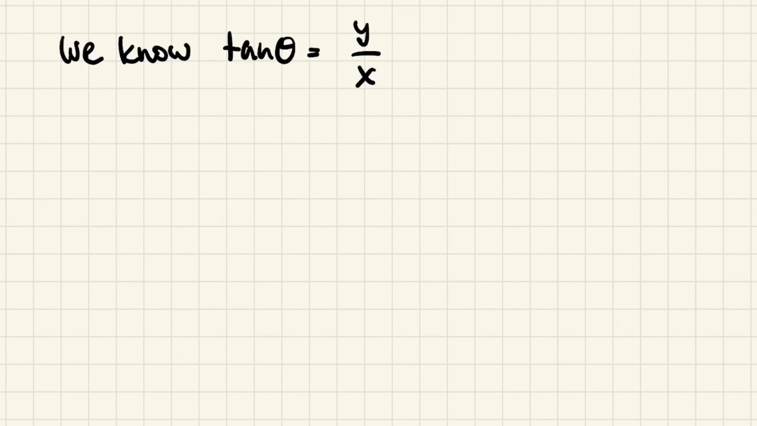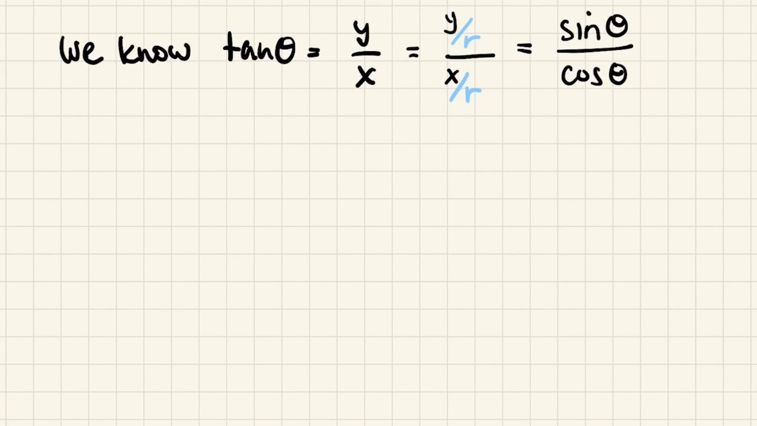Okay, so just for fun, we can divide the numerator and the denominator by r. And what that would give us is, in the numerator, y over r, which we know is the definition of sine of theta. And x over r, we know is the definition of cosine of theta. So we have this beautiful little fact that we can conclude, which is that tangent of theta is sine of theta divided by cosine of theta.